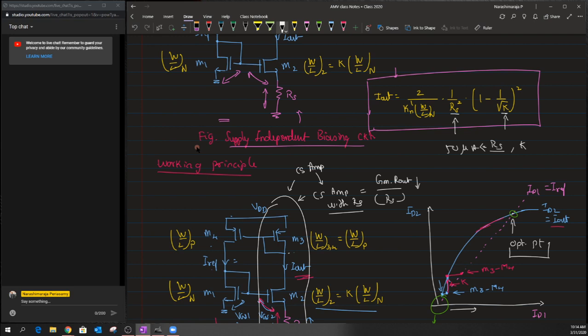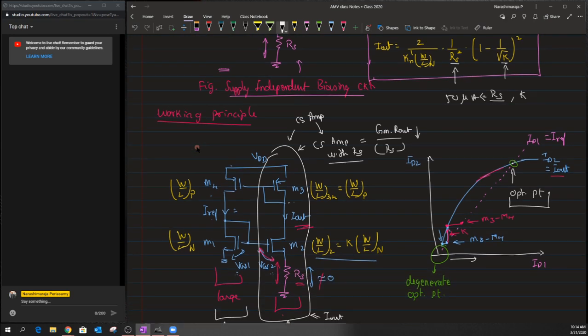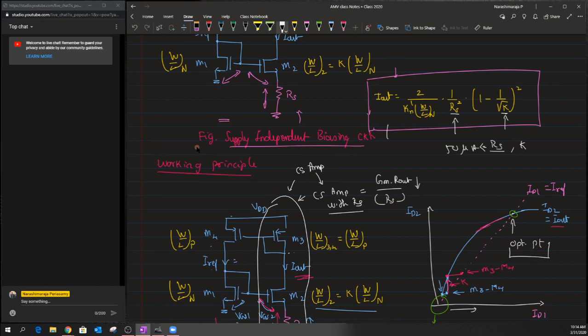Okay, so now let me talk about the drawback of this particular circuit. As you could clearly see, this current equation that I have written down here can also take a value of I out that is equal to 0.